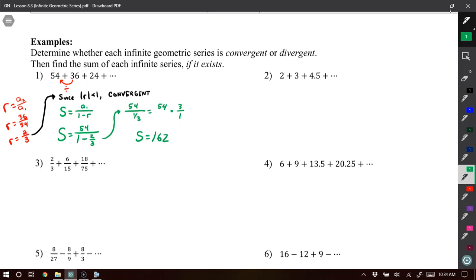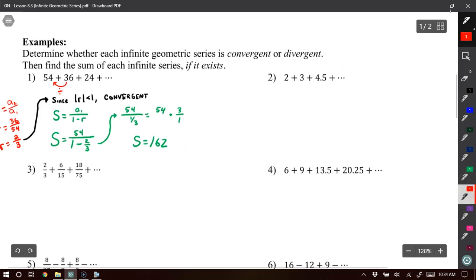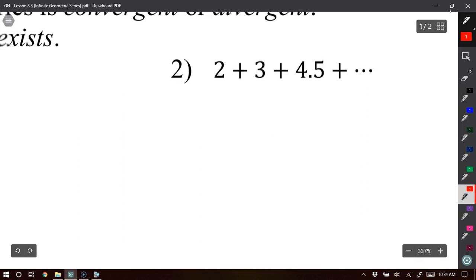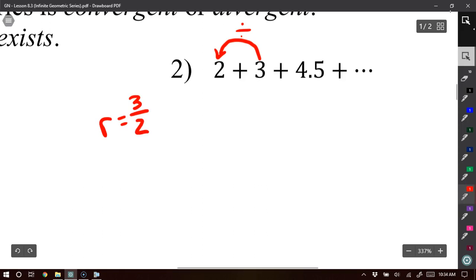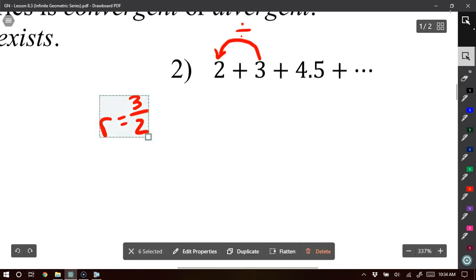So if I look at number 2, same idea. We're told it's infinite geometric, so I'm going to pay attention to that, and I'm going to take my second term, I'm going to divide by my first term. And that's going to give me my common ratio. So I'm going to take 3 and divide by 2. My A2 divided by A1.